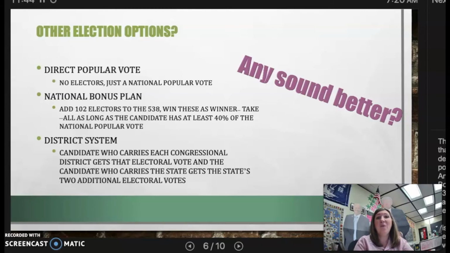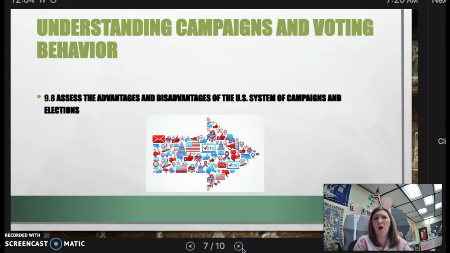Let's remember, while it's good to have more choices, it would most likely result in no one being able to reach 270. If no one reaches 270, then the House of Representatives has to vote in order to break the stalemate, and then they get to elect the president. And I don't think that is a solution that the American people would really desire either. But they are all worth discussing.